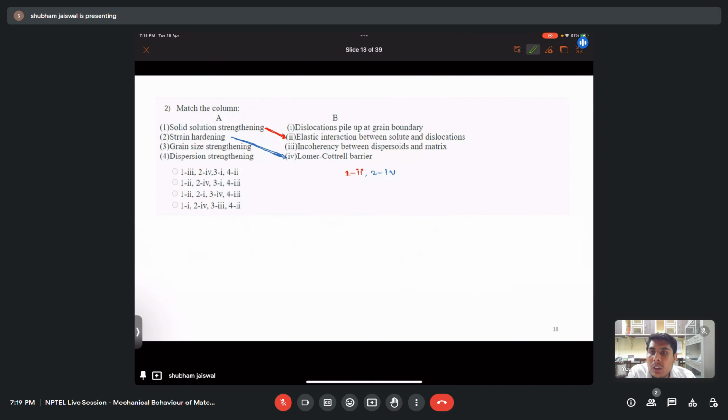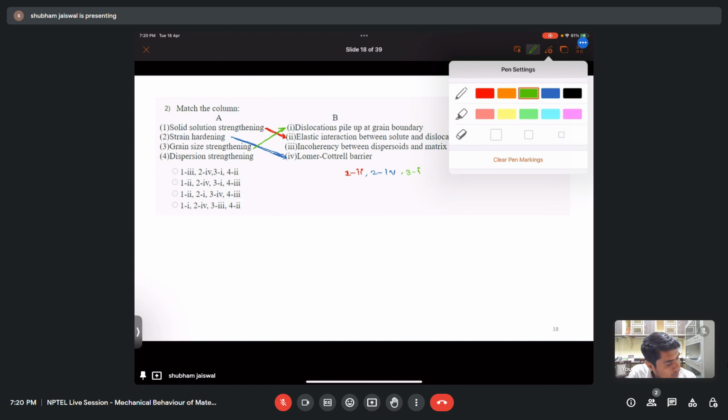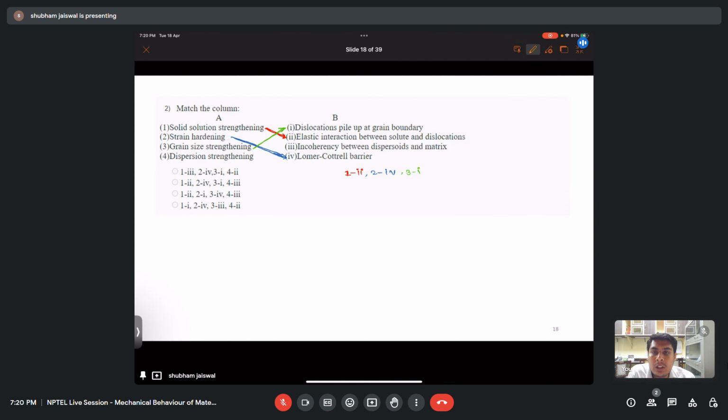Now, if we see the third, that is grain size strengthening. In grain size strengthening, the dislocations will pile up at the grain boundary, and this will give the strengthening effect. So grain size strengthening is this one. That means for third we have the first one matching, and the remaining is dispersion strengthening. So only one option is left, that is the incoherency between the dispersed phase and matrix.